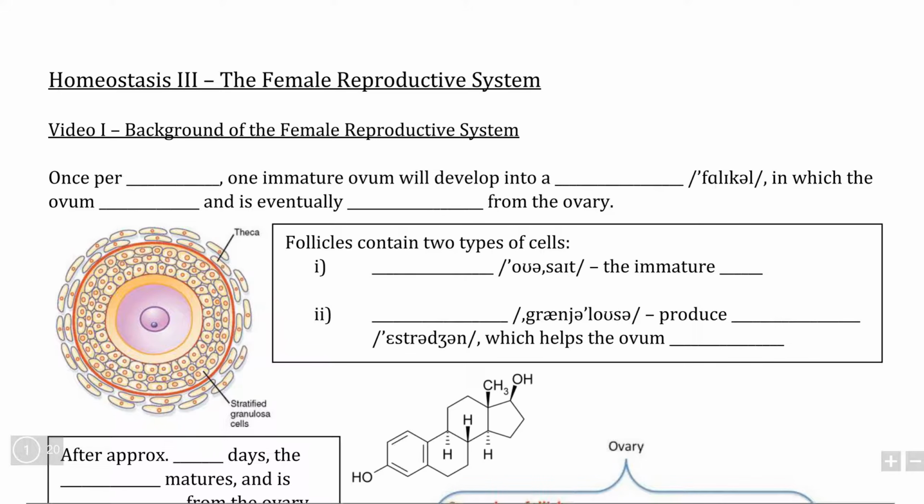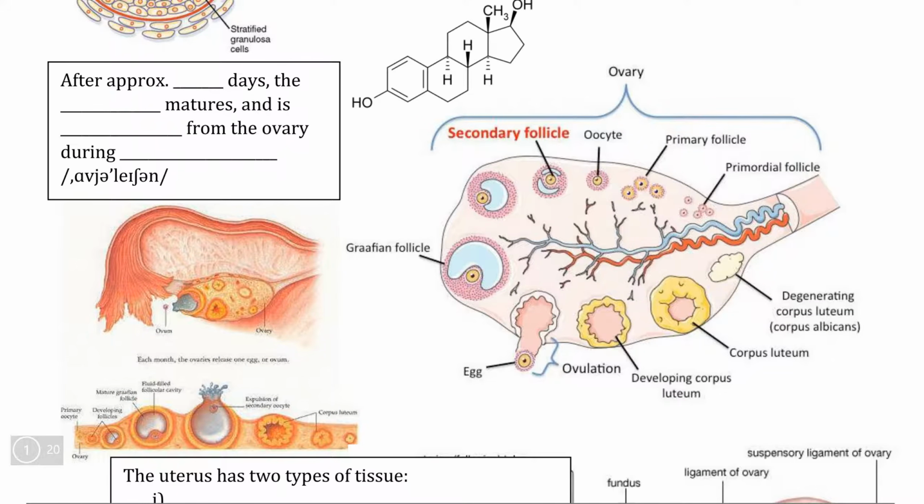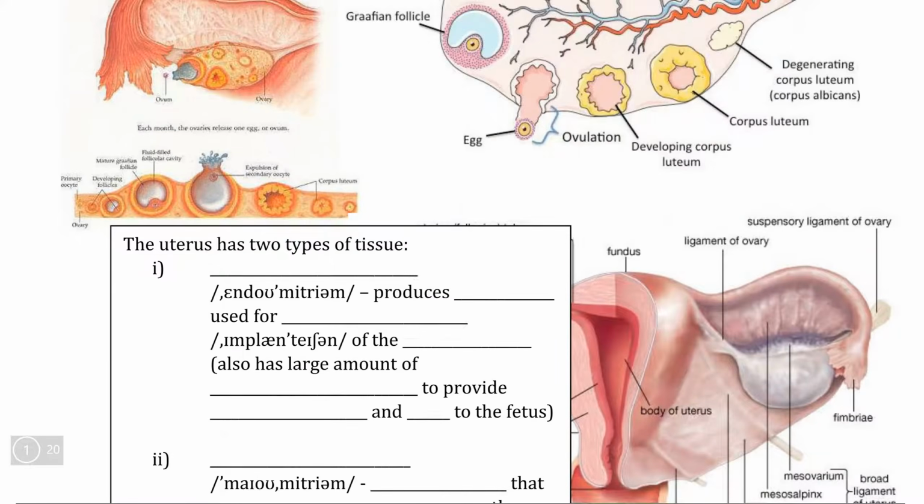In this series of videos, we're going to be learning about the homeostatic regulation of the female reproductive system. But before we go into detail, we need to talk about the two primary organs of the female reproductive system and what exactly they do. The first of which being the ovary, and the second of which being the uterus.